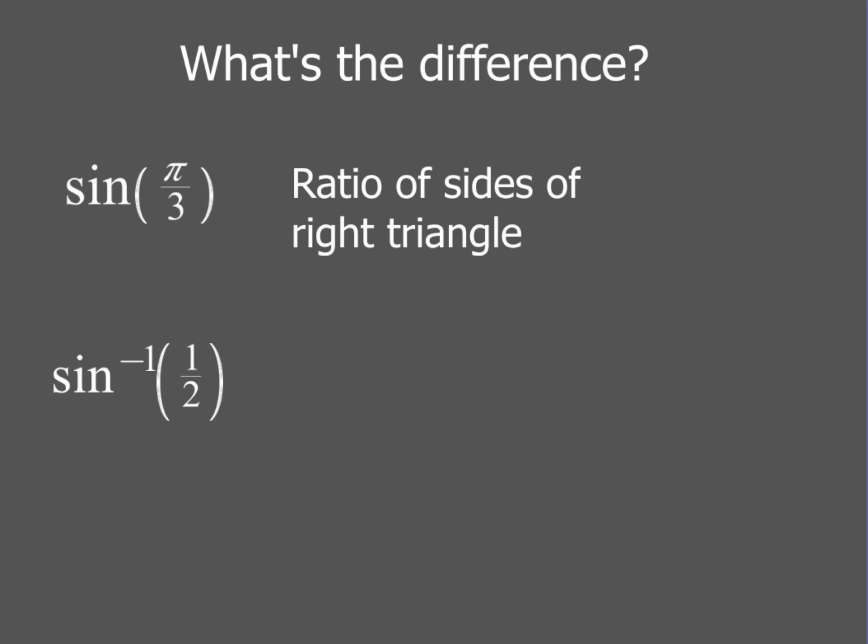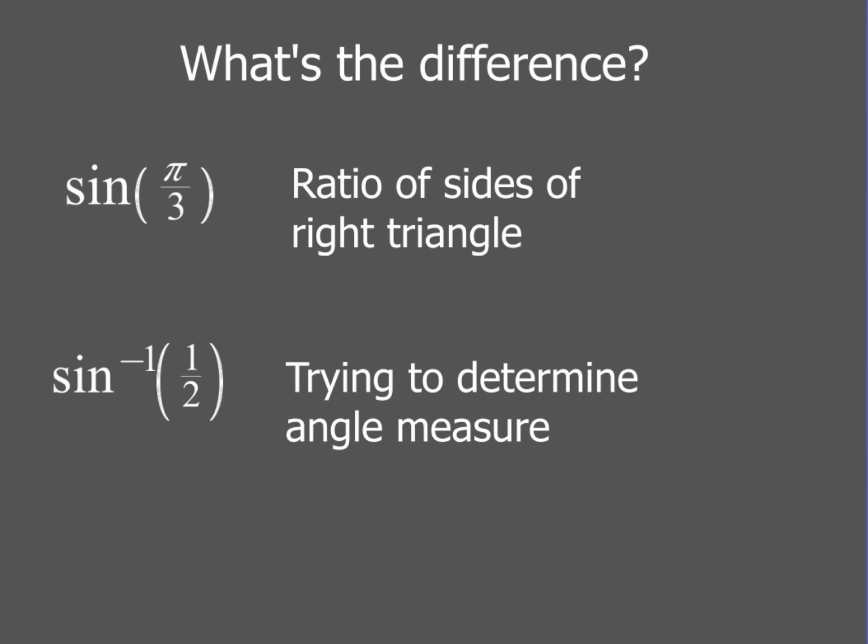Whereas on the second expression, the arc sine or inverse sine of 1/2, I'm trying to determine what angle measure gives me the ratio of 1/2 when I'm looking at the sine trig ratio. So when I look at the opposite and the hypotenuse, which angle would I end up with that would give me 1/2 as that ratio? So those are two differences you're going to have to make sure that you recognize, and by this point I'm sure you do. So with that out of the way, let's go ahead and get into our first example.